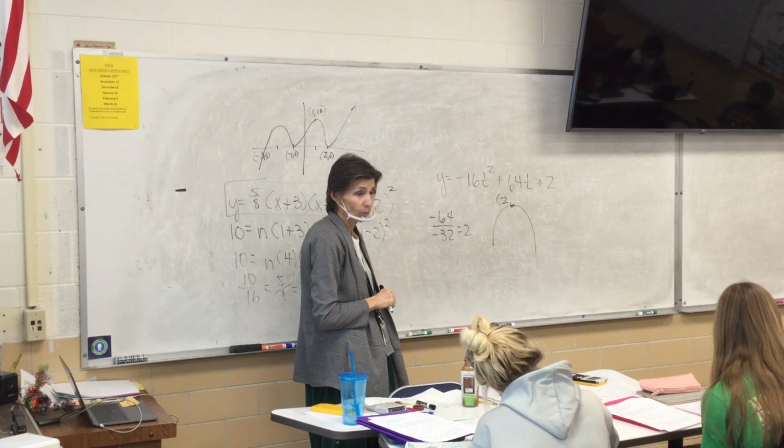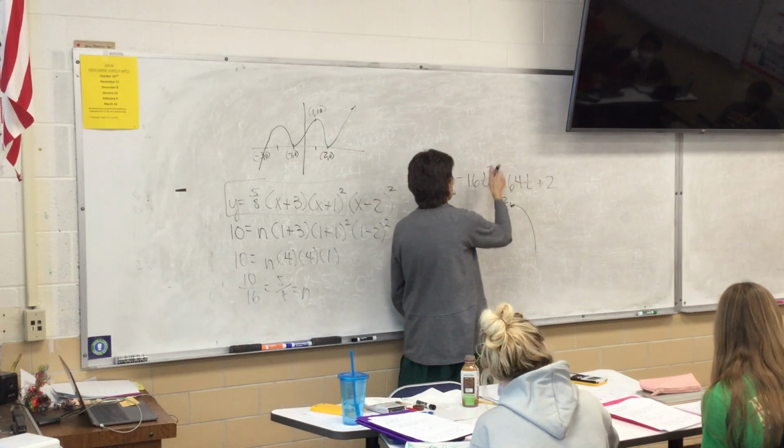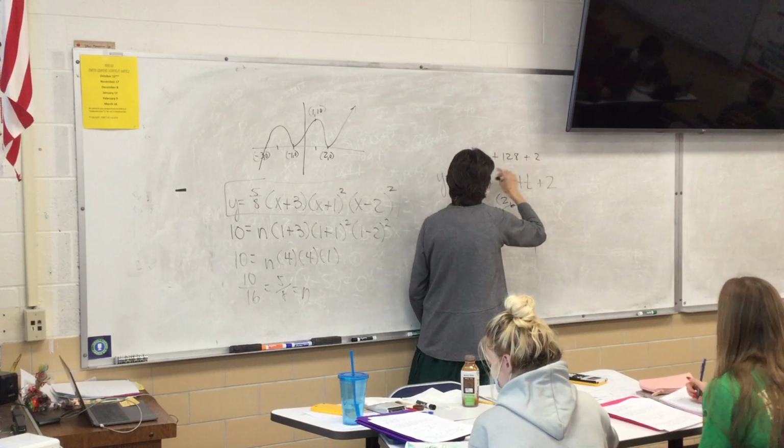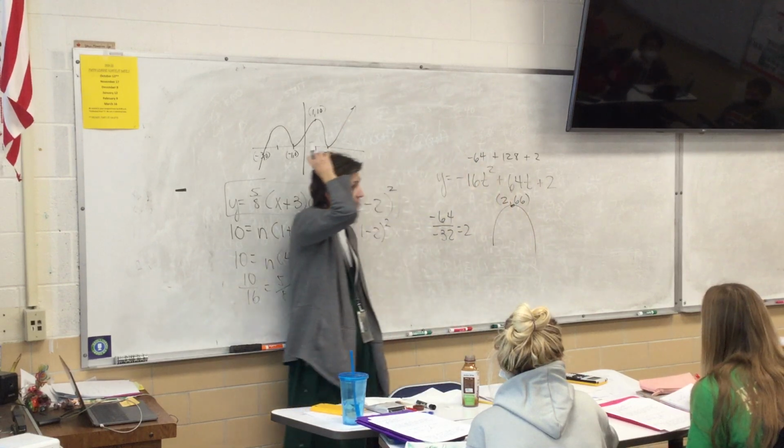How do I find the y coordinate? Plug it in. So 2 squared. I think this is where I made a mistake, because this is supposed to be 66. That's supposed to be 66.